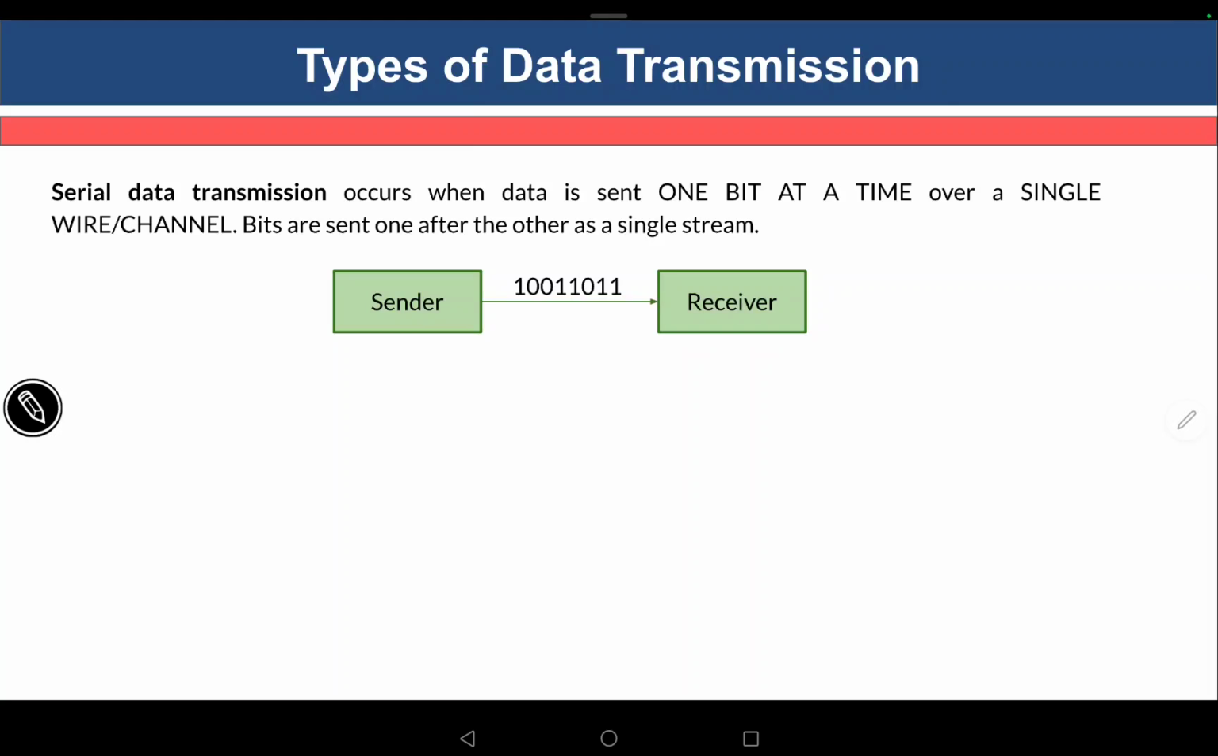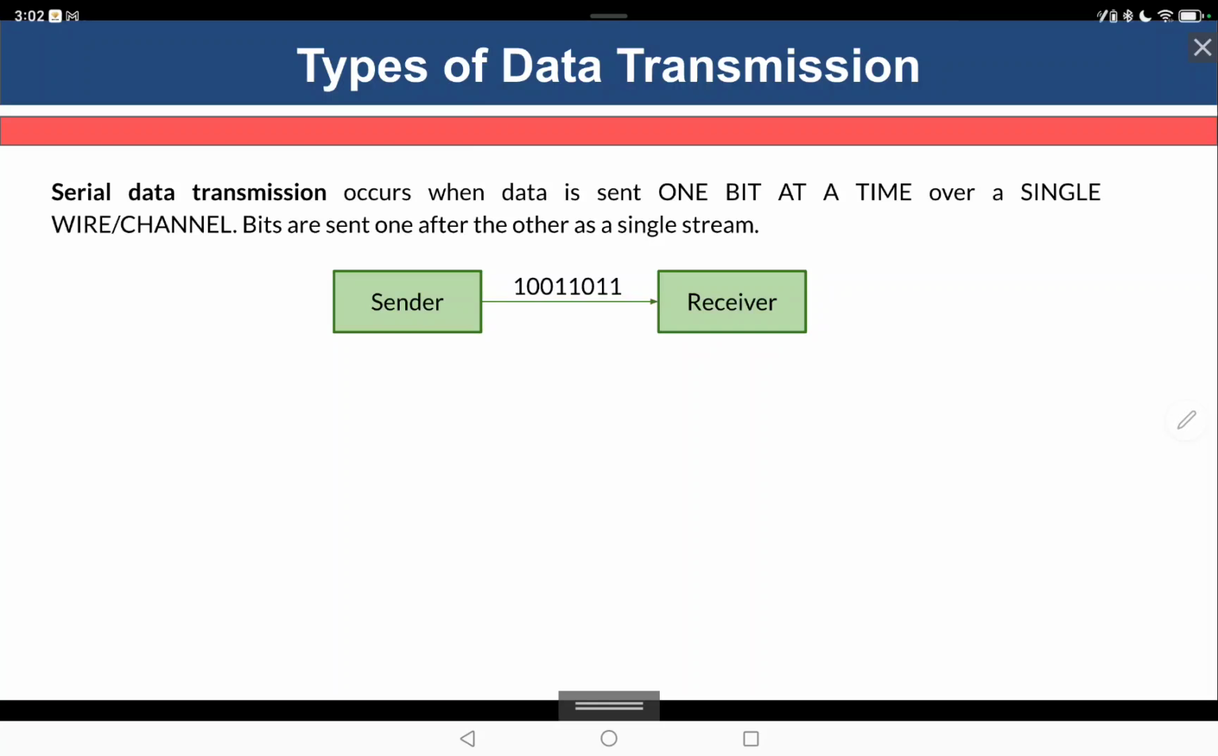Now let's look at the types of data transmission. We have serial data transmission. This occurs when data is sent one bit at a time over a single channel. So imagine we want to send this data. Now this data has to go bit by bit, one after the other, over the same wire, the same channel. So this is serial data transmission.